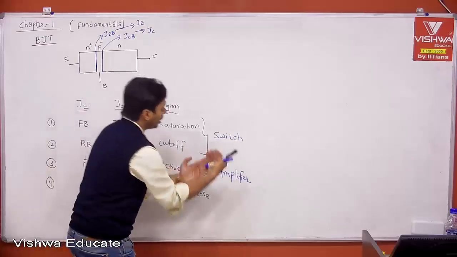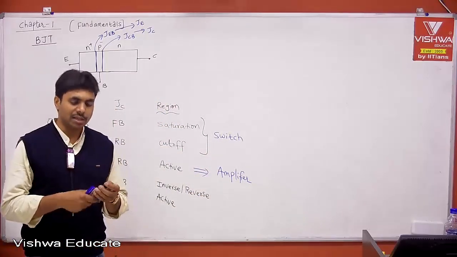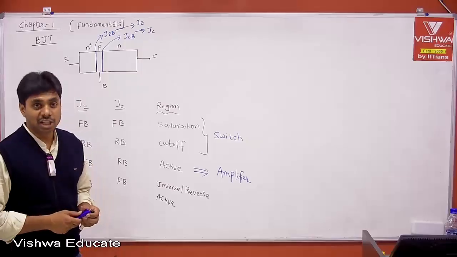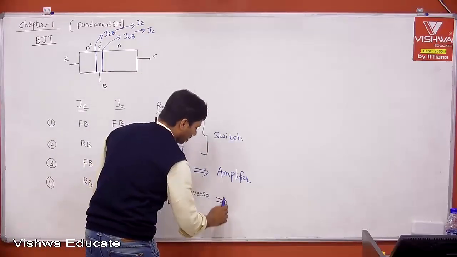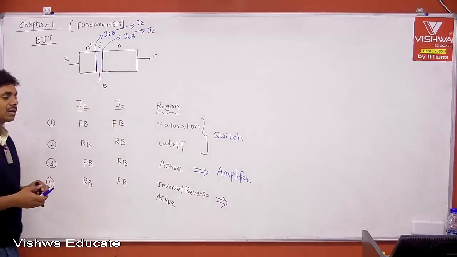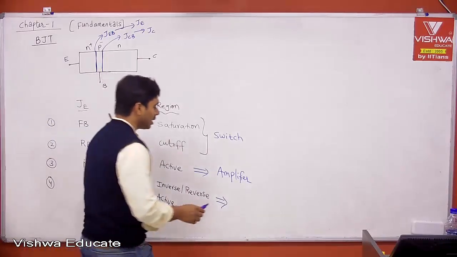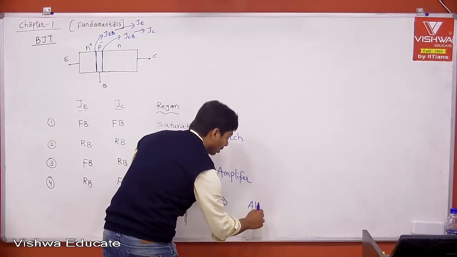What is the complement of amplification? The complement of amplification is nothing but attenuation. Therefore, we will not get amplification. You will get attenuation if you bias your transistor in inverse active region. When you get attenuation, this is what is an attenuator.